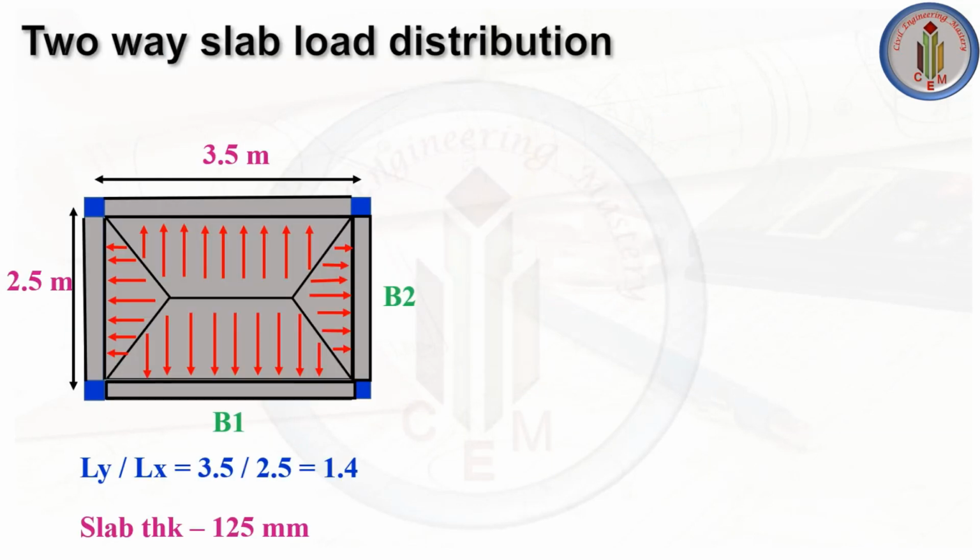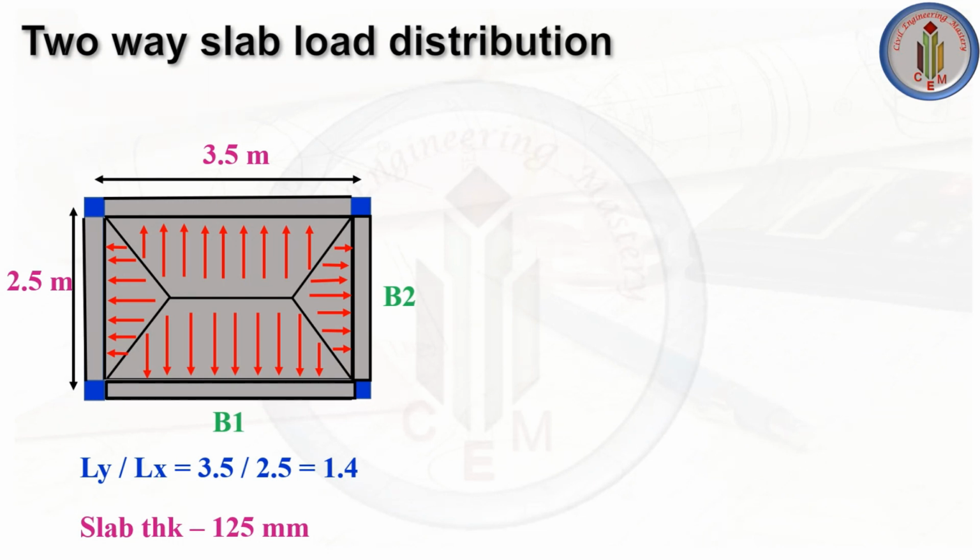Now we know how we calculate the slab load. That means the dead weight of the slab, floor finish load, and other loads which are coming on the slab. Now let's take one slab, for example, a 2.5 meter by 3.5 meter slab. It is a two-way slab.